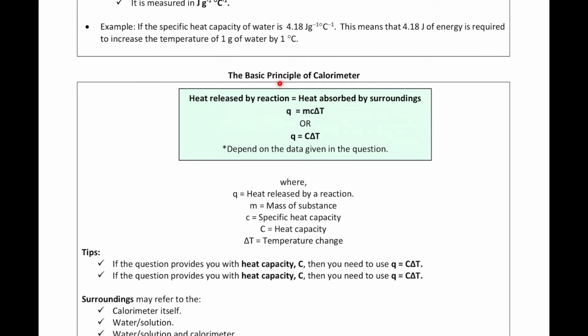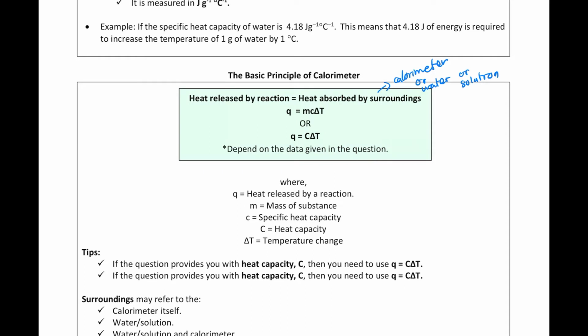Okay, so dalam calorimeter, basic principle dia adalah heat released by reaction equal to heat absorbed by surrounding. Okay, so maksudnya heat released by reaction tu akan diabsorb oleh surrounding. Tugas kamu adalah untuk identify apa jenis surrounding dia. Kalau ikut yang tadi, kita kata the surrounding may be the calorimeter, or water, or solution kan, ataupun kedua-duanya sekali, ataupun calorimeter and water, ataupun calorimeter and solution pun boleh jadi surrounding dia. Okay, and then ada dua formula, Q equal to mc delta T ataupun Q equal to C delta T. So, bila kita nak pakai this formula, depend on the data given in the question.